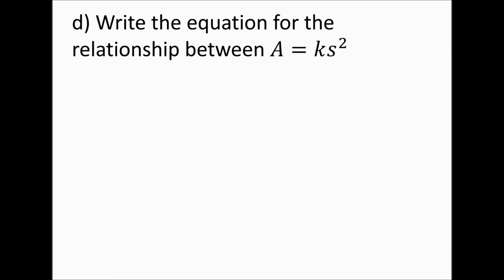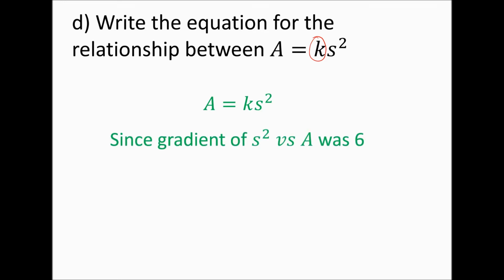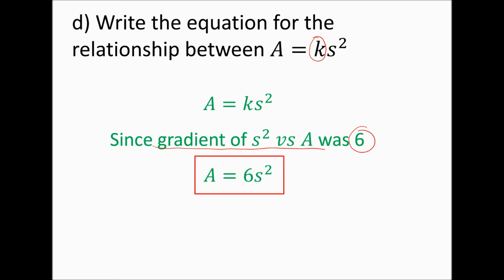And last but not least, write the equation for the relationship. A equals k times s squared. So essentially this is asking us, what is k? Well, we said in the notes that k is the gradient. And we found our gradient of s squared versus a. We found that in part C. That was 6. So k is 6, and A equals 6s squared. That's the relationship between the side length and the surface area of a cube.